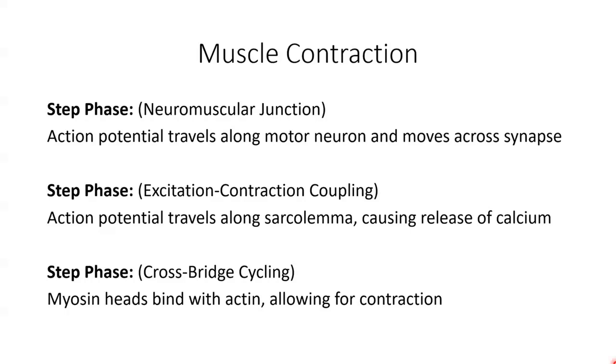The second phase is excitation-contraction coupling. And this occurs when the action potential has crossed the synapse and reached the sarcolemma, or the plasma membrane of the muscle fibre, and causes the release of calcium within the muscle.